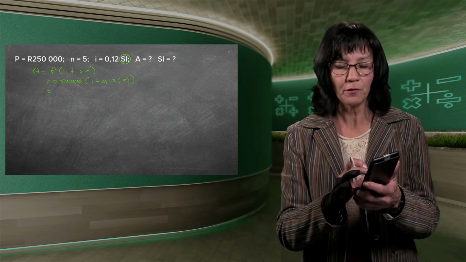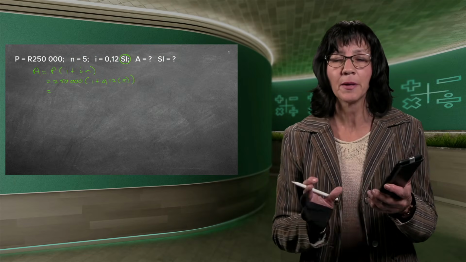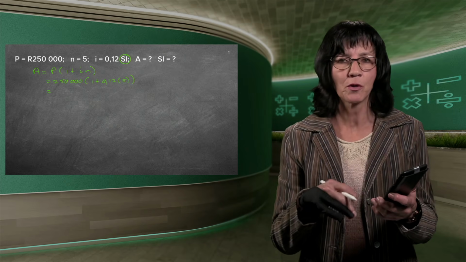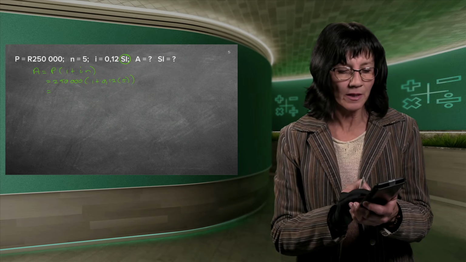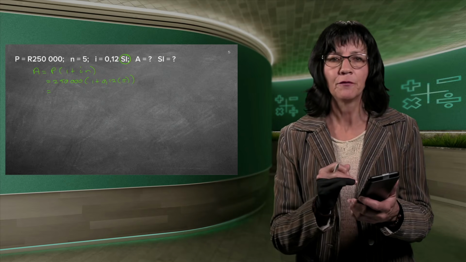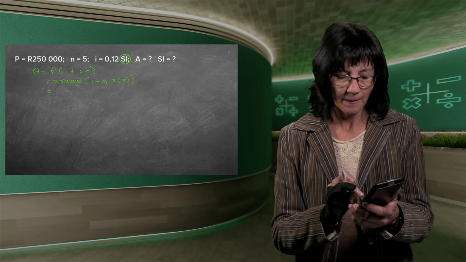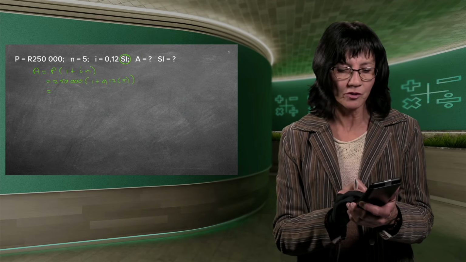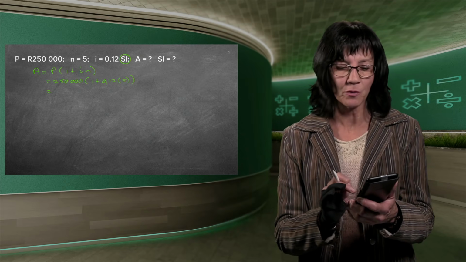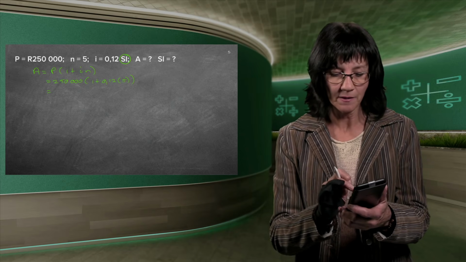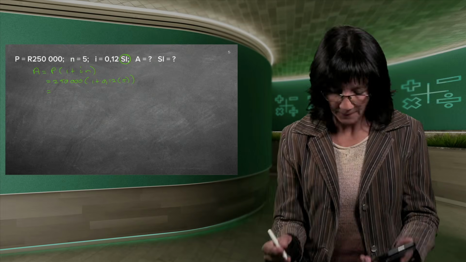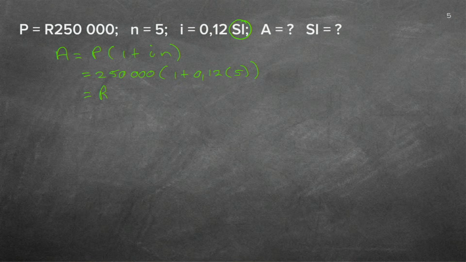And I'm going to click all of that on my calculator. Be very, very careful. If there's so many zeros in a number, it's very easy to either miss one or put one extra. So as I'm clicking it in here, I'm checking if I do have the right amount of zeros. 1 plus 0.12 times 5, because remember bracket means times. Close your bracket, equals, and that gives me 400,000.